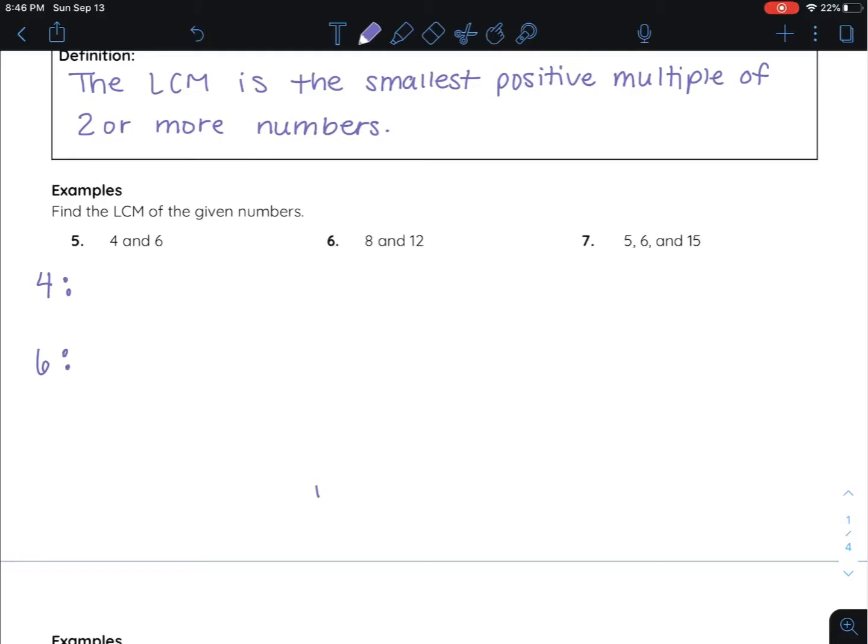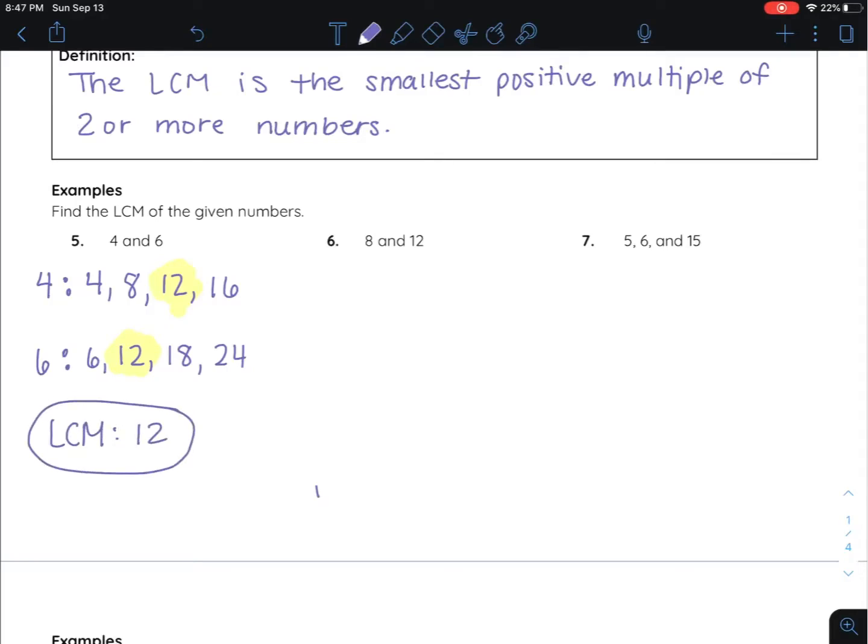And now I'm going to skip count. So 4, 8, 12, 16. Let's see if that's enough. 6, 12, 18, 24. And actually, I see one that matches. They both have 12. So that means that the LCM is 12. The smallest number that both of them have as a multiple. Or the smallest number that shows up when you skip count.